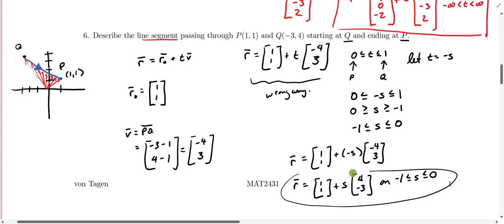What I'd like you to do now is verify that when s is -1, I'm at point Q. So if I were to let s be -1, notice that's going to give me the vector whose tip is at the point -3, 4. Finally, as the s values vary from -1 to 0, by the time s arrives at 0, I'm now at the vector 1, 1, which is point P, which is where I want to end up.